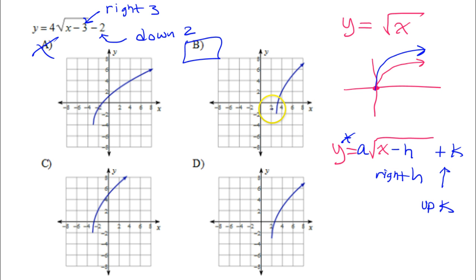Notice that I have to keep track of the actual numbers on the graph. I'm not just counting squares. I'm not going to go right 3, down 2, and look here. This would actually be right 6 and down 4. Alright, so I'm looking at the numbers, and I'm seeing that this is actually right 3, down 2. This is not right 3, down 2, and this is not right 3, down 2. So B is the only possible answer.